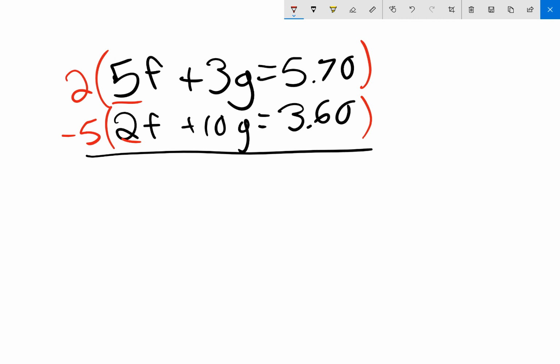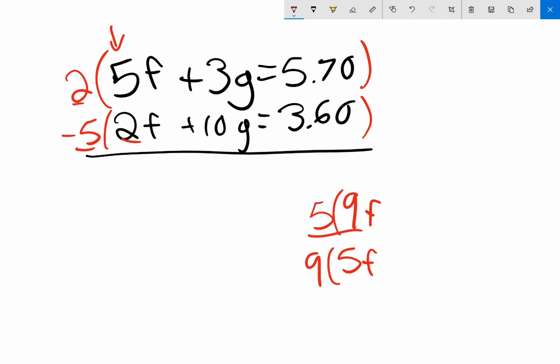Now, here's a little bit of advice before I finish this problem. If you have a hard time coming up with a number that these can multiply to, you can always just multiply them by each other, right? If we had 9F, for example, and 5F, when in doubt, I know I can multiply this by 5 and this by 9, because 5 times 9 would be the same as 9 times 5. Just need to make sure one of them is negative, so that they would cancel. So just a word of advice for you, a little tip. You can always do that if you're struggling.